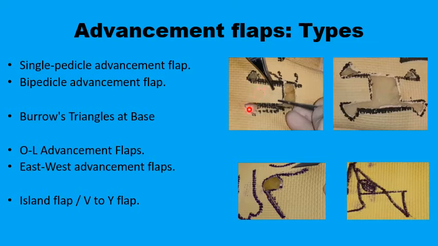We'll start by going through the Burrow's triangles, which are essential in the planning of these types of flaps, and then we'll cover the O into an L advancement flap and the east to west advancement flap. One further example of advancement flaps, the V to Y flap, will be discussed in a later presentation.